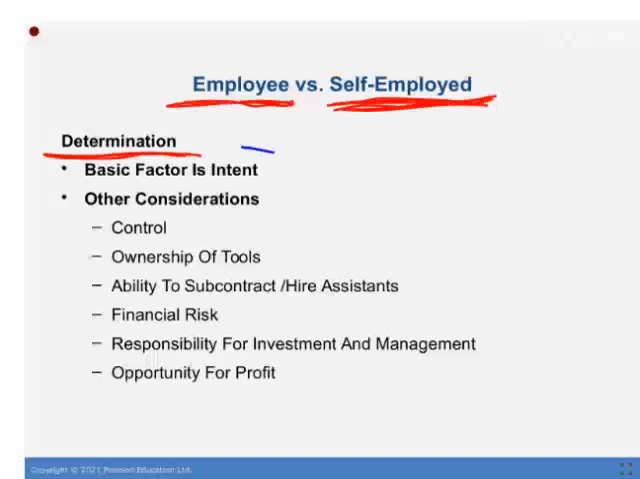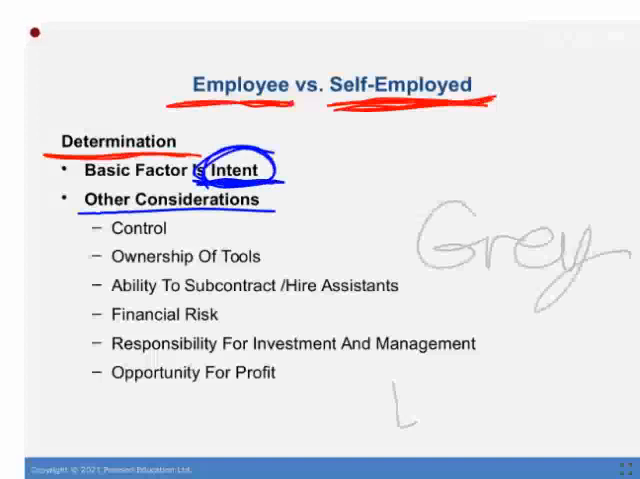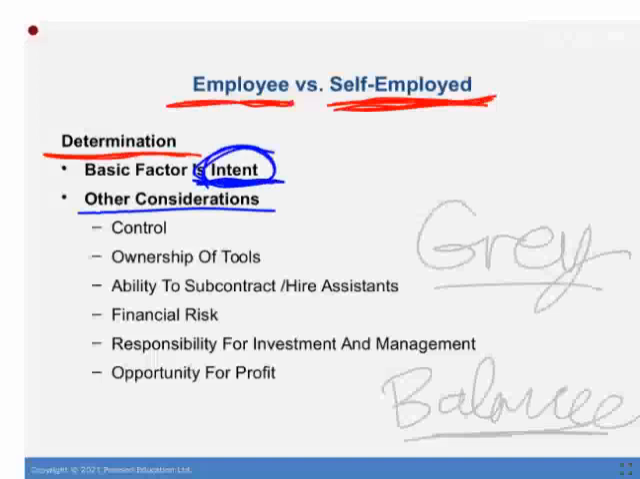So once again, we have our old friend here, intent. Just like with residency, it matters what the intent of the situation is. Further to that, we do have a list of other considerations. And again, there can be plenty of gray area here, and we may have to just weigh a balance of the evidence, right?